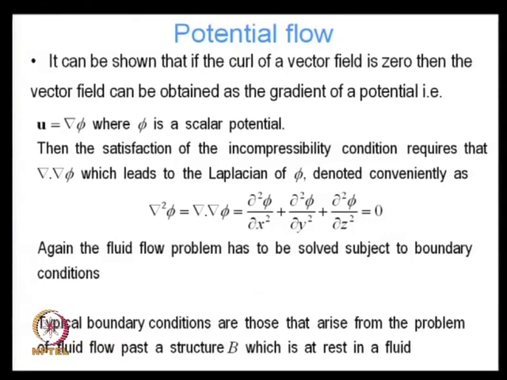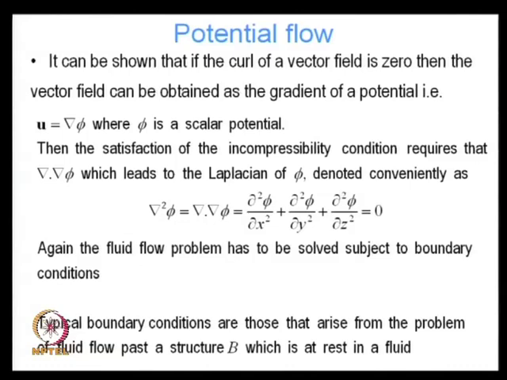So instead of solving directly for the velocities in this case, if I can solve this equation for the potential, I can get my velocity just by taking the gradient of that potential. That is why it is called potential flow, because ultimately I am solving for the potential phi. So again we solve this subject to boundary conditions.